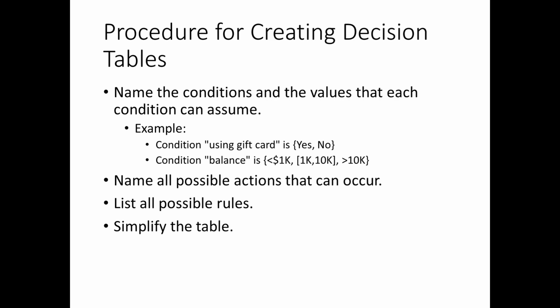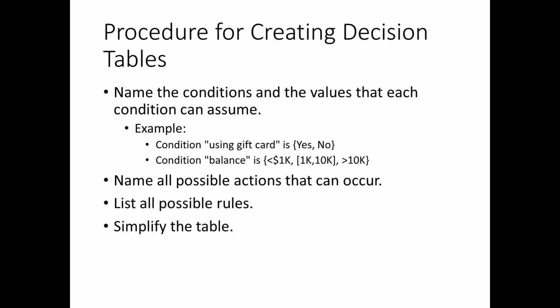On the other hand, suppose account balance is a condition, and based on whether account balance is less than $1,000 or between $1,000 and $10,000 or above $10,000, we have three different decisions. Then this condition has three different values. In other words, based on this condition, we can classify people into three groups, and then for each group, we may take different actions.